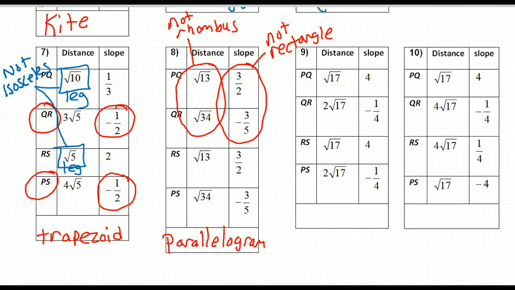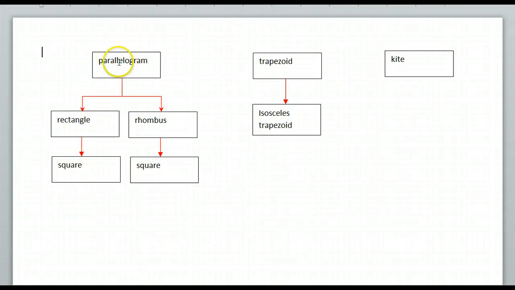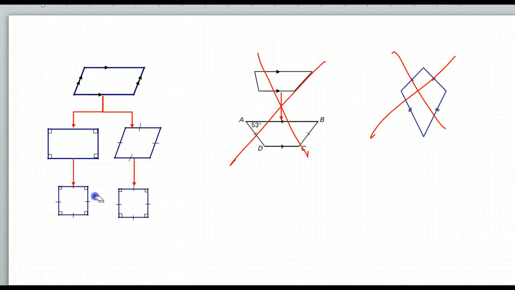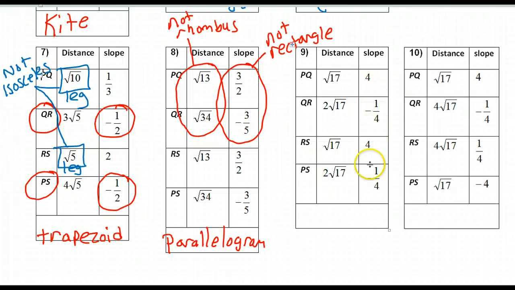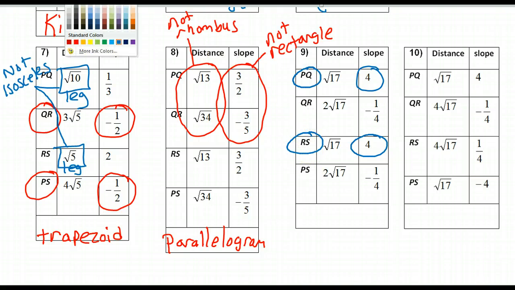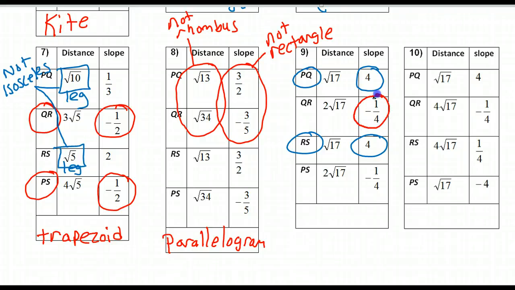Looking at number 9. Once again, okay, parallelogram, trapezoid, or kite. Keep coming back to that. Okay, let's start with this. Is it a parallelogram? If it's a parallelogram, the opposite sides should be parallel. Are the opposite sides parallel? Well, these are opposite sides. Those are parallel. Okay. What about the other ones? Negative 1/4, negative 1/4. Those are parallel too. So guess what? Number 9 is a parallelogram. So far, so good.